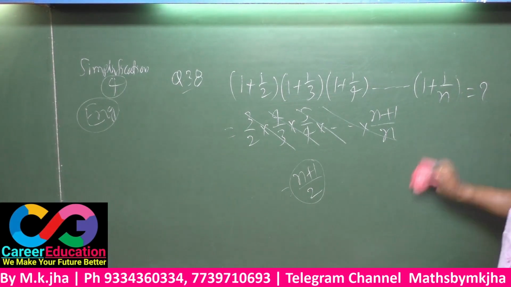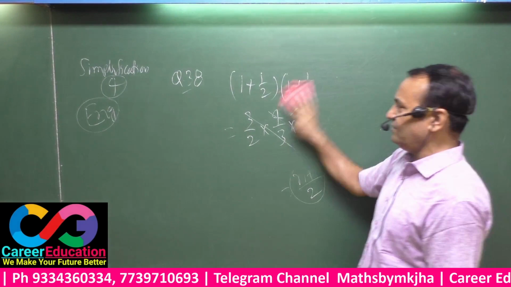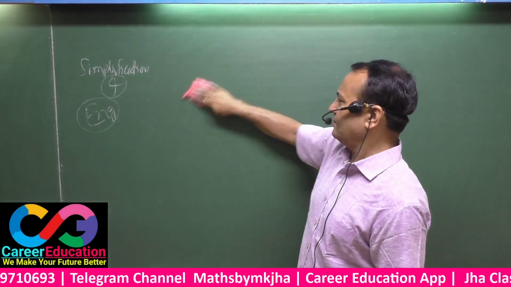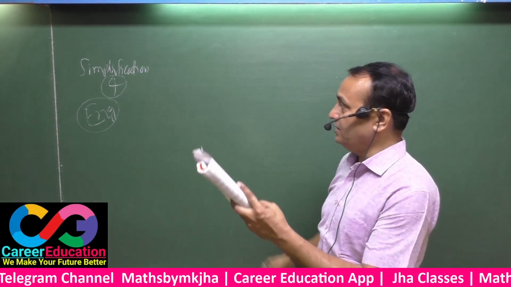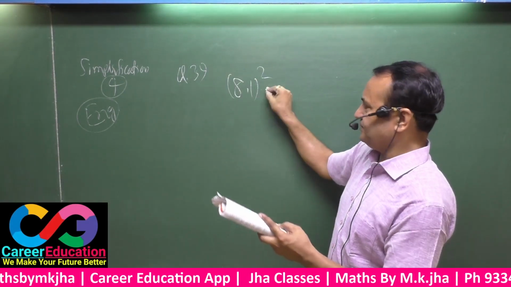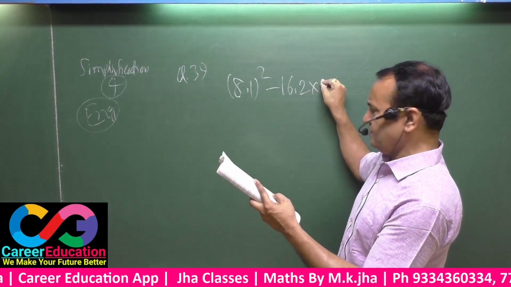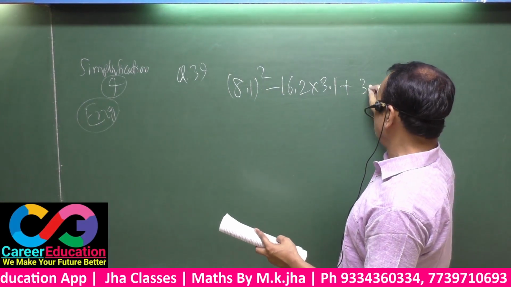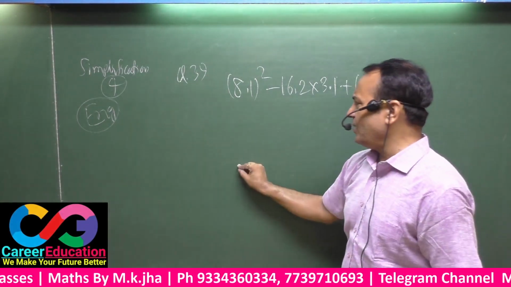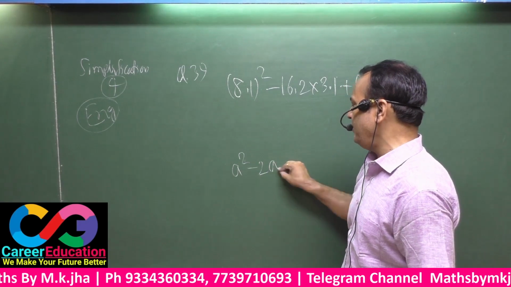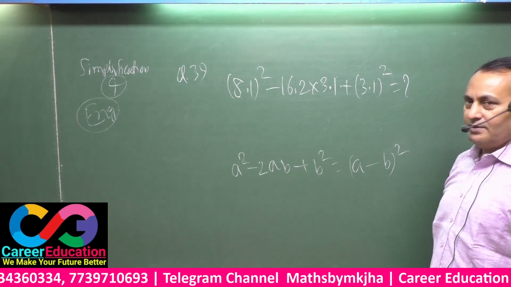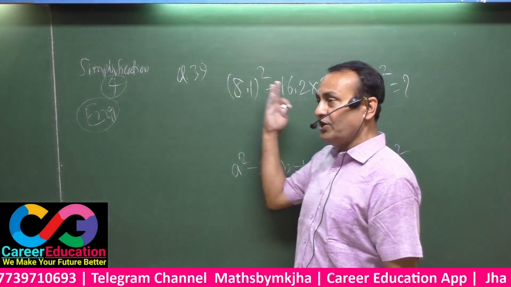Now come to the next question. Presence of mind should be applied in the next question. Presence of mind to be applied here. See, question number 39. 8.1 whole square minus 16.2 into 3.1 plus 3.1 whole square equals to what? See here. This is completely based upon a square minus 2ab plus b square equals to a minus b whole square. That means this formula is in hidden form in this question.